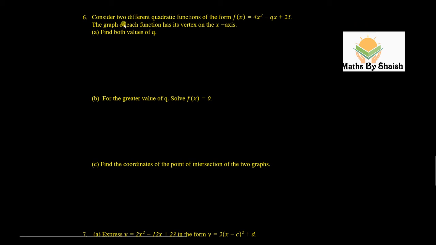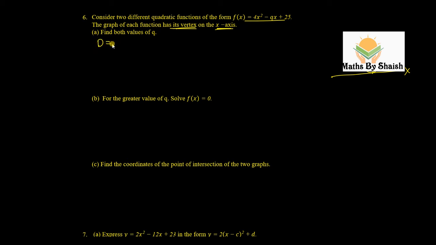Sixth part: consider two different quadratic functions of this form. The graph of each function has its vertex on the x-axis. Vertex on the x-axis means they have equal roots, because the graph is touching the x-axis at one point. So the vertex is one, and hence there will be only one root.